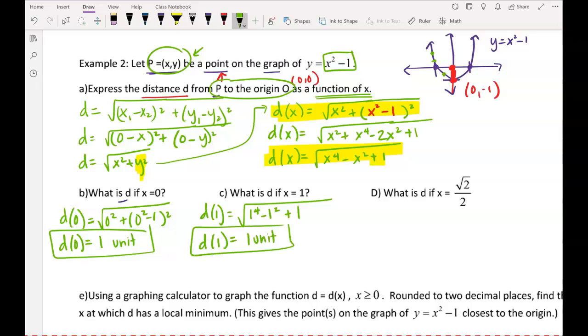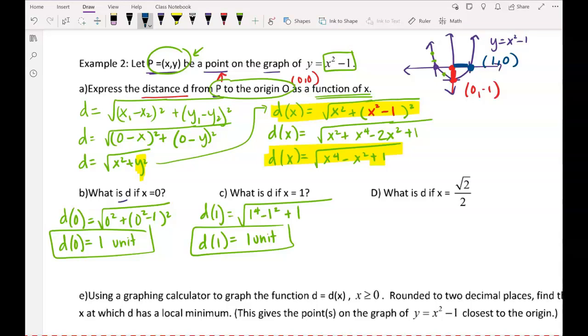So let's check with the graph to see if that's actually true. When x is 1, which is right here, this is going to be (1, 0). So that's when x is 1 to the origin. Again, that's 1 unit. So far, we're doing fine. Now, letter D. What is the distance to the origin when x equals radical 2 over 2?